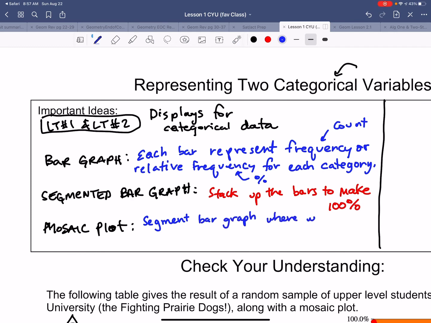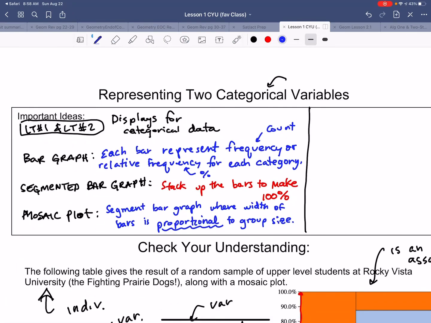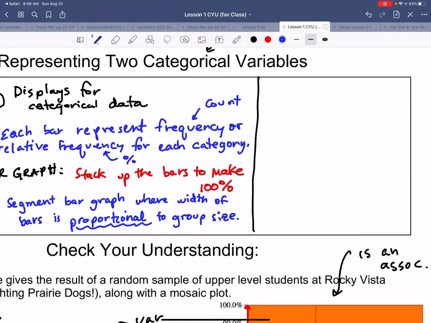where the width of the bars is proportional to the group size. So in our example today, the students' group size was 5 times larger, so we made the width of the segmented bar graph 5 times wider.